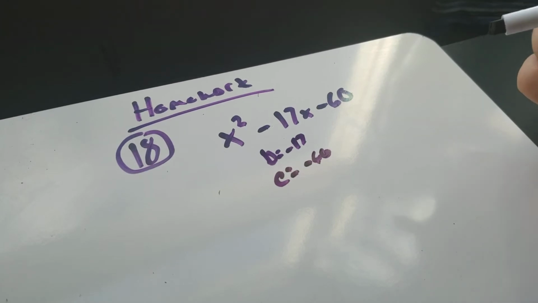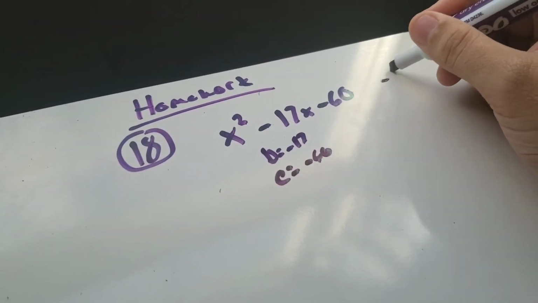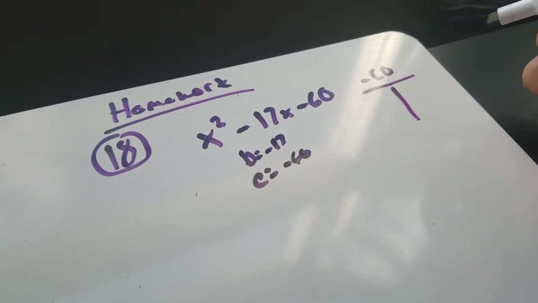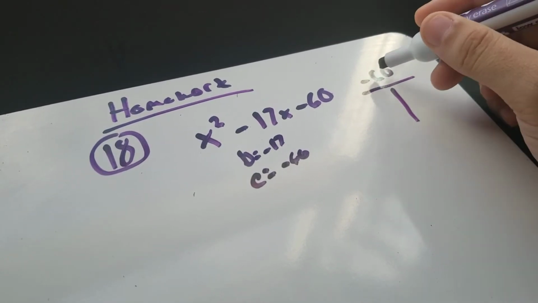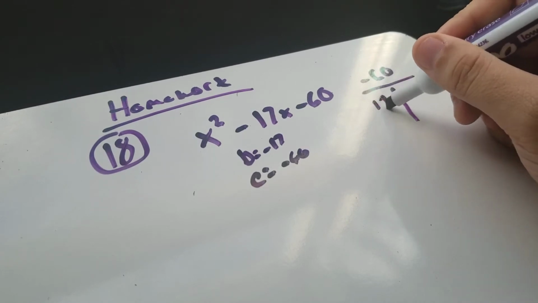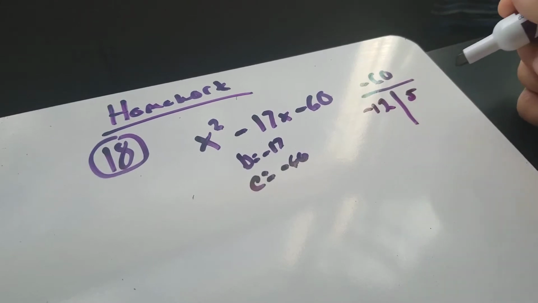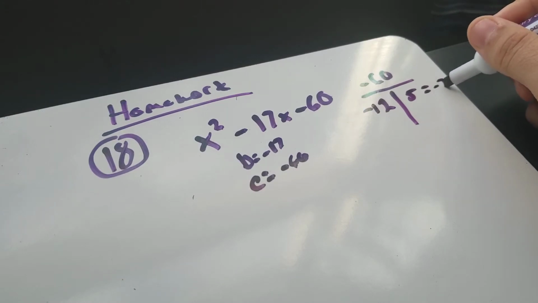Okay? Then my second step is to find what multiplies to negative 60 that adds to negative 17. Now, what I saw in a lot of you guys, which would be good if it was positive 60, is that you guys chose 12 and 5. Let's say negative 12 and 5. Now, when you add that together, that does not give you negative 17. That gives you negative 7.